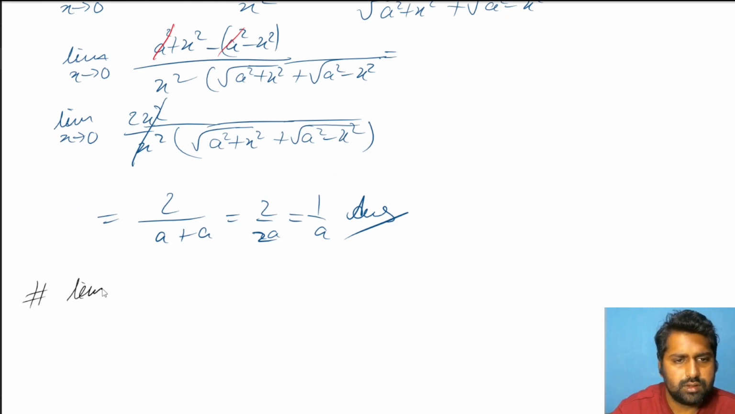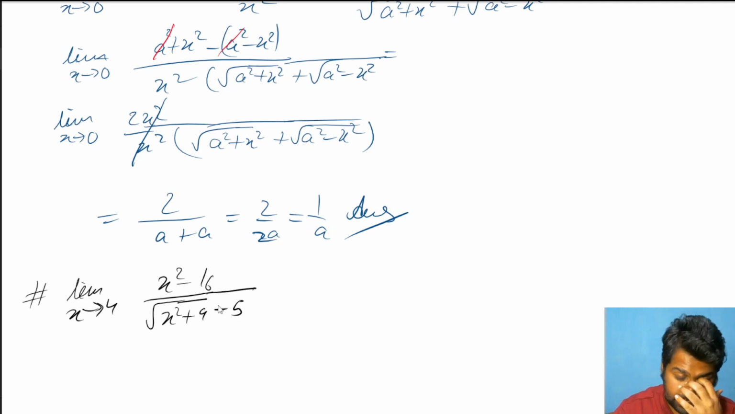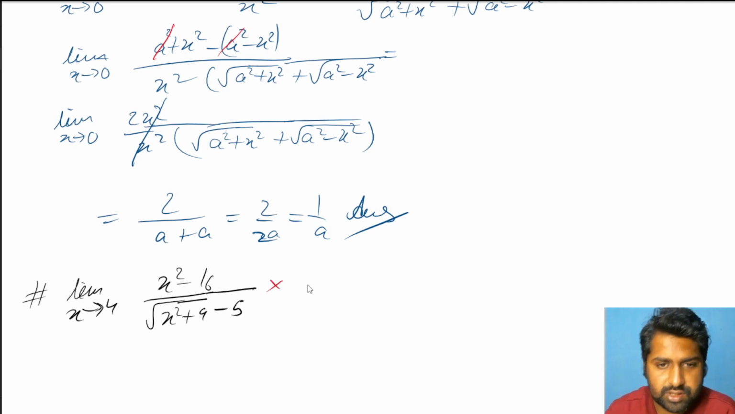Next, limit x tends to 4, x square minus 16 upon square root of x square plus 9 minus 5. The 5 is outside the square root. Remember, x square plus 9 is inside the square root. So we already know that if we do the direct substitution, 4 square is 16 minus 16 is 0, and 4 square is 16 plus 9, 25, square root of 25 is 5, minus 5, again 0 by 0. So we know we have to do the rationalization here.